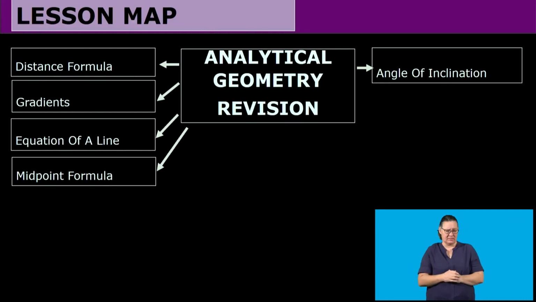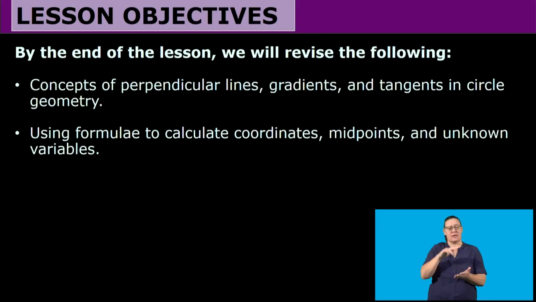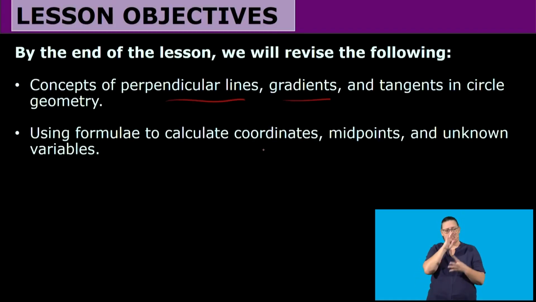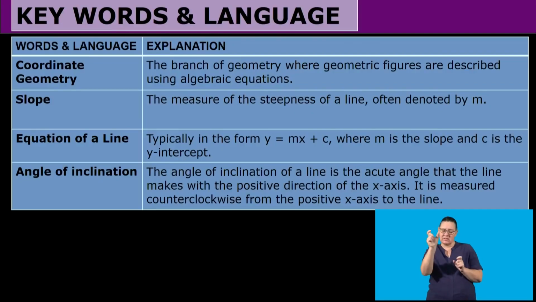Today specifically, we're going to mainly focus on the first ones, which is distance, gradients, equation, midpoint, and angle of inclination. By the end of the lesson, we're going to look at perpendicular lines, gradients, tangents, and tangents to circles. Remember, often in analytical geometry, you are applying some of the Euclidean geometry properties to answer the questions. Then we're going to use formulae to calculate coordinates, midpoints, and unknown values.